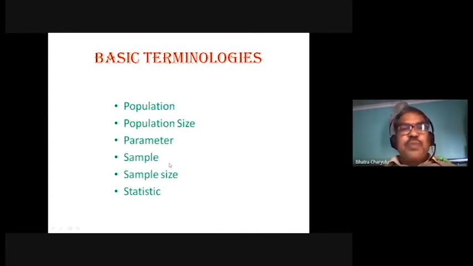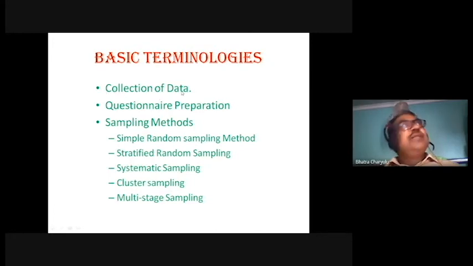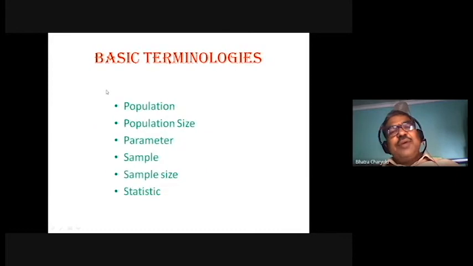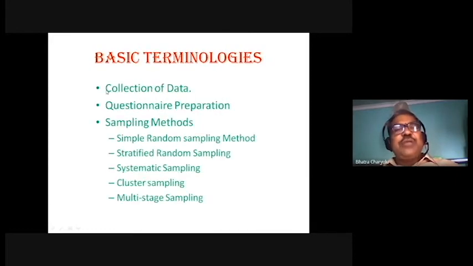Okay. And how to collect the data? For collection of data, there are different approaches. We use primary data and secondary data. Primary data is collected directly from the field, and secondary data is already published in various journals or records, and we use that.